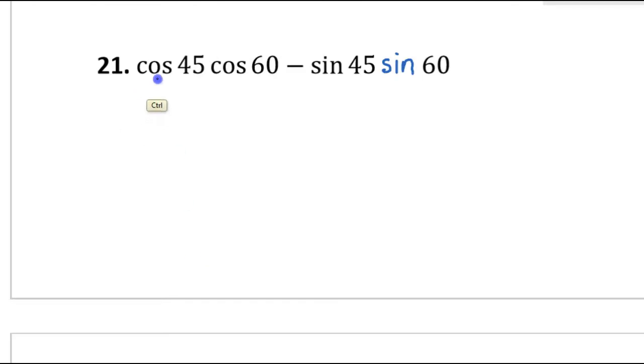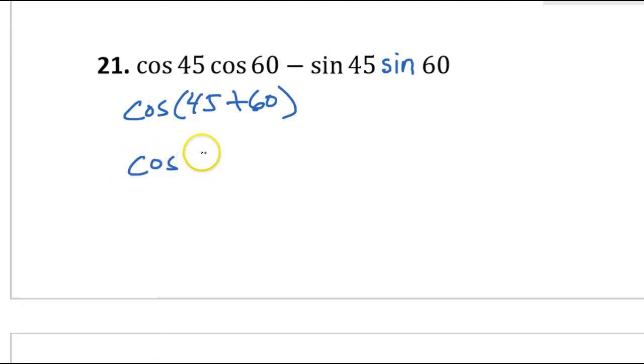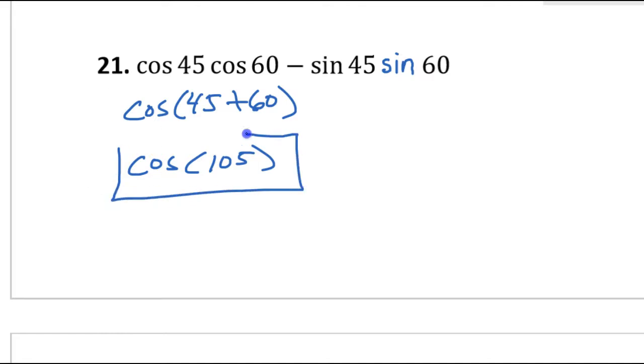So I'm going to write this as the cosine of something plus something. So this will, of course, be the cosine of 45 plus 60. Okay, and that is 105. So this is going to be the same thing as cosine 105. Since they were asking us to simplify and not evaluate, this is the final answer.